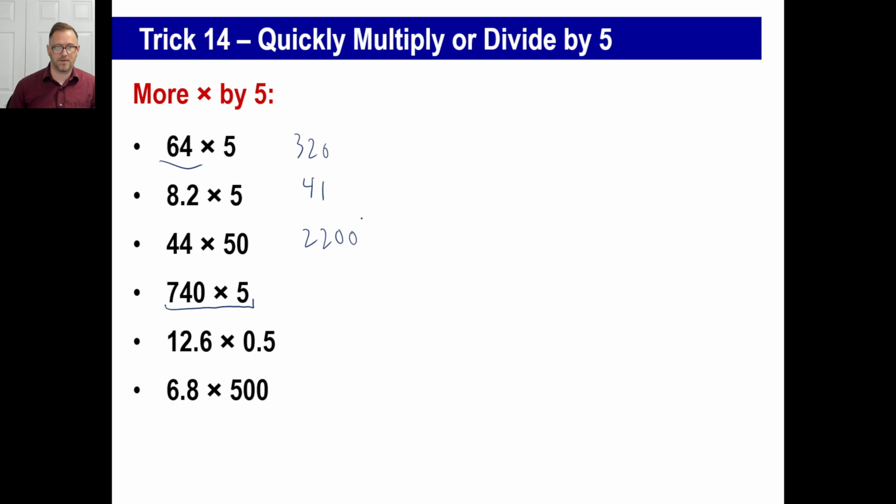740 times 5, and all we care about is the 74. Half of 74 is 37 times 5. That's going to be 3,700. Now, here's where it gets funny. By that, I mean, tragic.